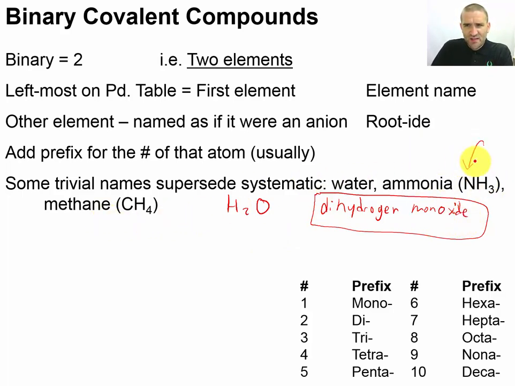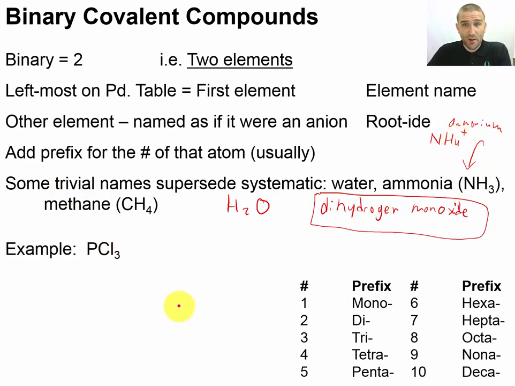Now there's also ammonia and methane. And hey, remember how from those ions that you had to memorize there was ammonium, and it was NH4+. It's just ammonia with an H+ attached to it. So that's what ammonium is. It's ammonia with an H+ on it. So that's one of the reasons you need to know both those words.